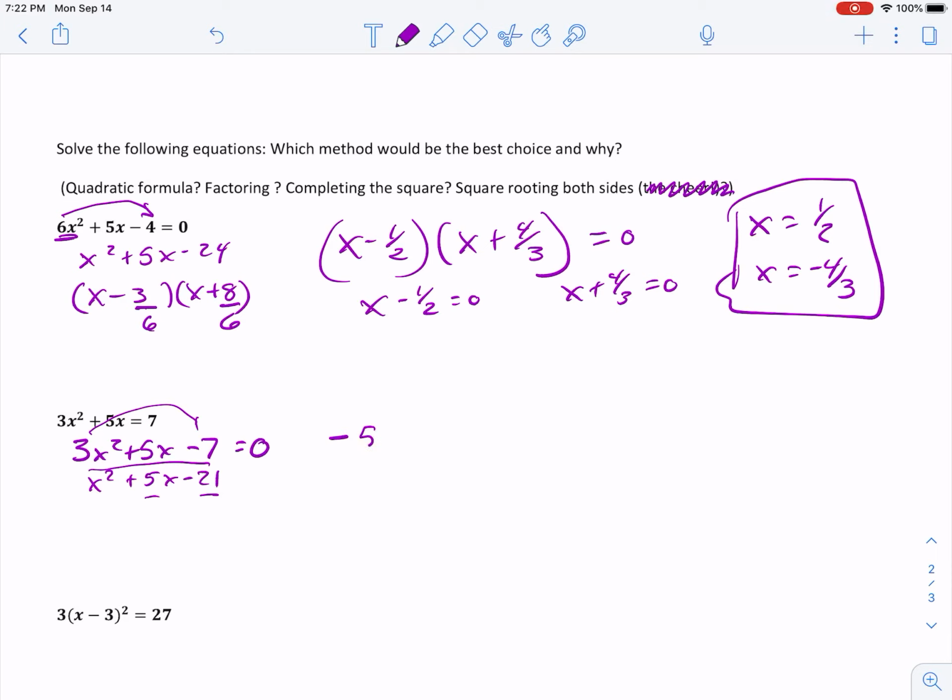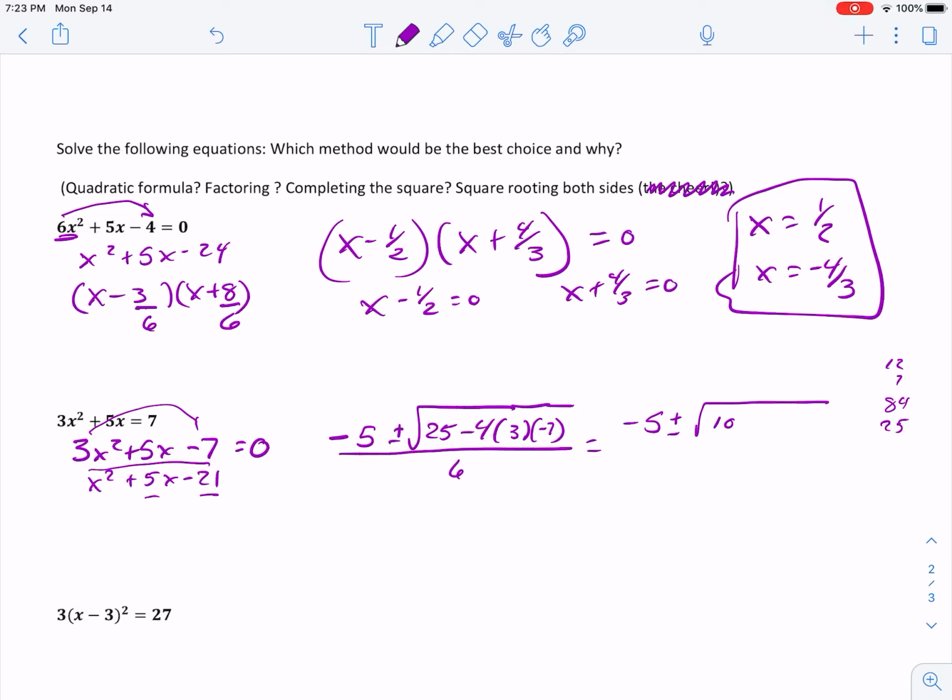So negative b plus or minus square root of b squared minus 4 times a times c over 2a, which is 6. I got negative 5 plus or minus square root. What's this? 12 times 7. 12 times 7 is 84. And I'm going to add 84. 84 and 25 is 109 over 6. I don't know if that cleans up, but I'm not going to worry about it. Okay? And now I got my answer.